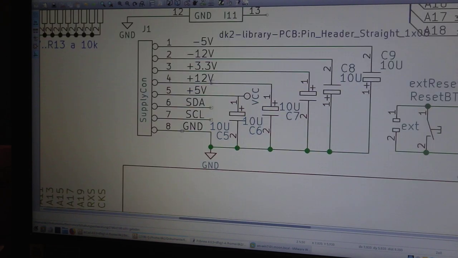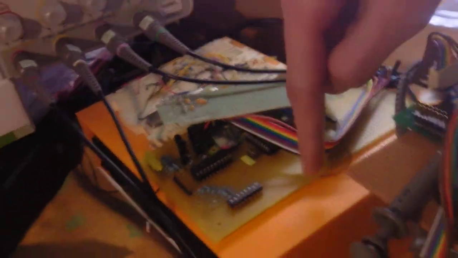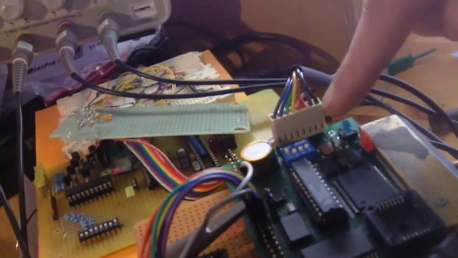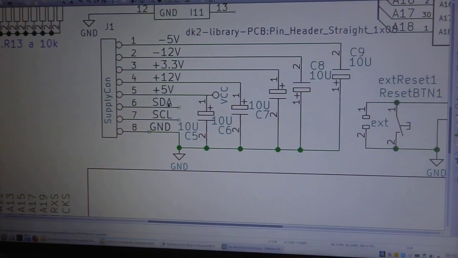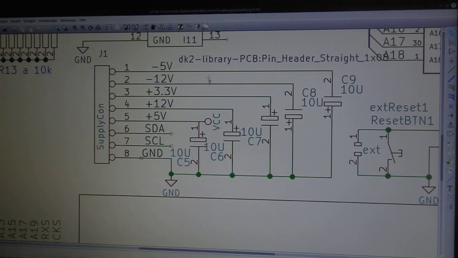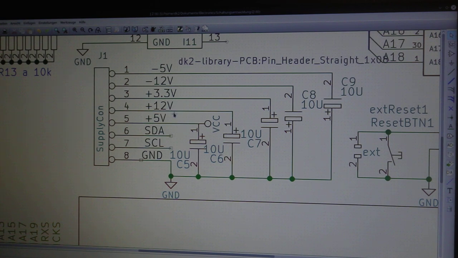I have a power supply socket here. This is a power supply socket of my ZOBA box, where one power line is put out, and this is connected to there. But I'm using only 5 volts and 3.3 volts. However, it is connected also to minus 12 volt and plus 12 volt, but I don't need this. The I2C bus is also wired to this one here. So this is a circuit diagram.